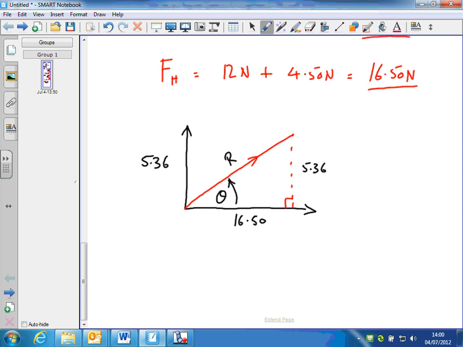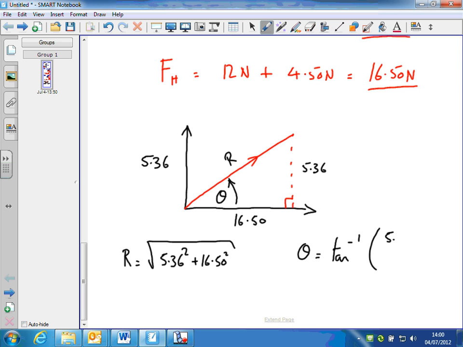And so from Pythagoras, r equals the square root of 5.36 squared plus 16.50 squared. And theta, because we know the opposite and the adjacent is to do with the tangent, is the angle whose tangent is 5.36 over 16.50.